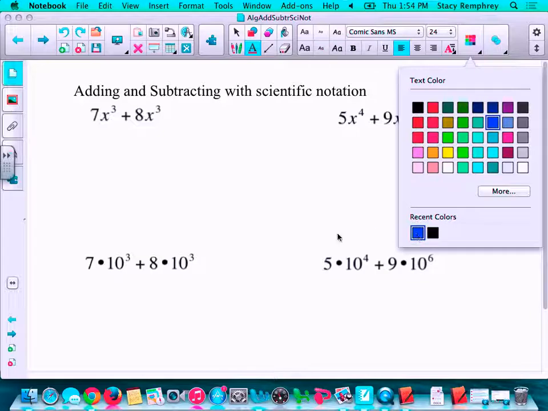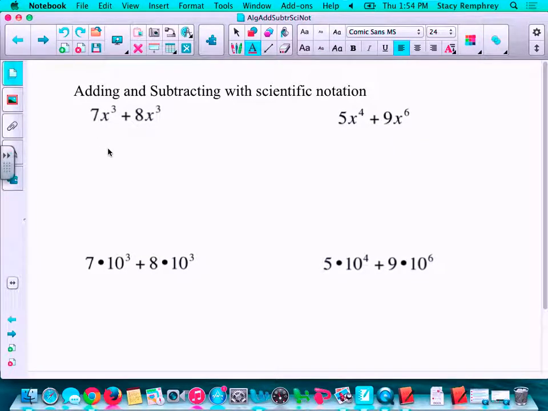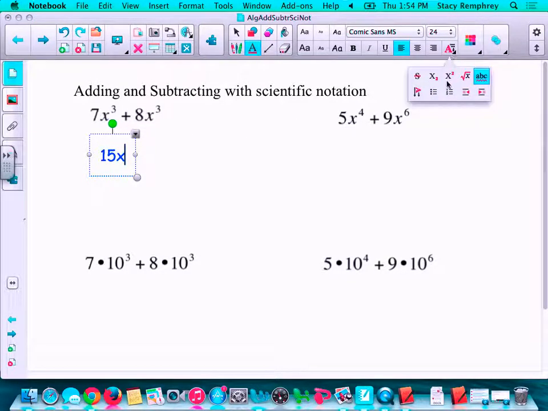So if I look over here first at 7x cubed plus 8x cubed, we did this before. I'm just trying to relate it back to something you've done. We would say it was 15x cubed. You would be combining the coefficients and keeping the variable the same.